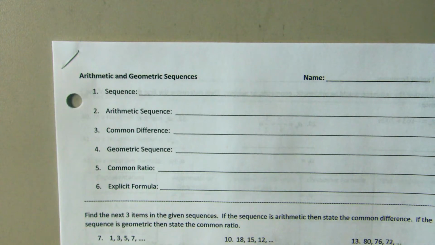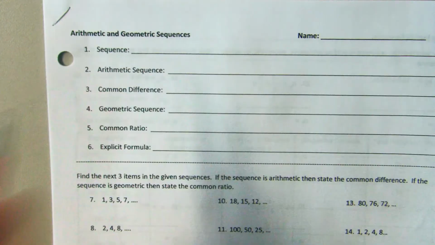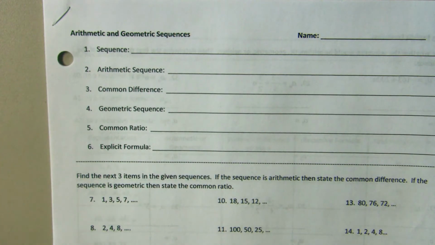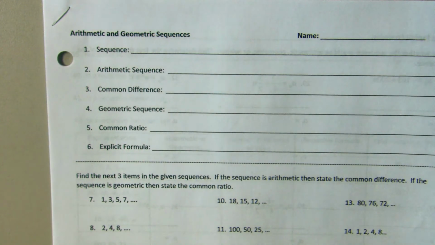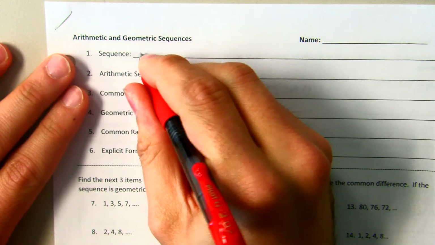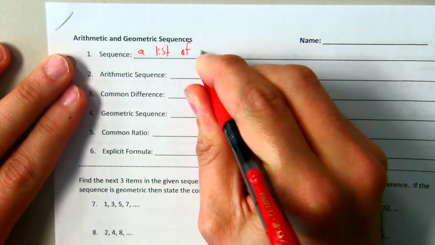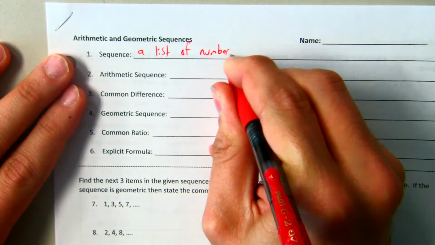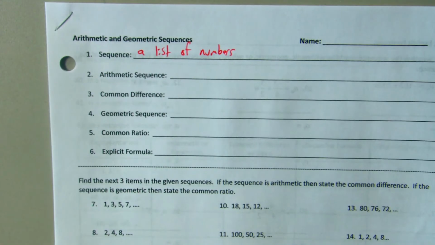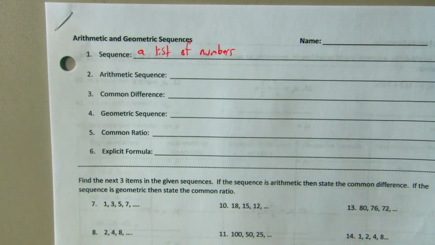Okay, so we're not really going to look at the series today, but we're going to focus a lot on the sequence. So you need to know what a sequence is, and a sequence is just a list of numbers. If you look at questions 7 through 15, those are all sequences. Just a list of numbers.